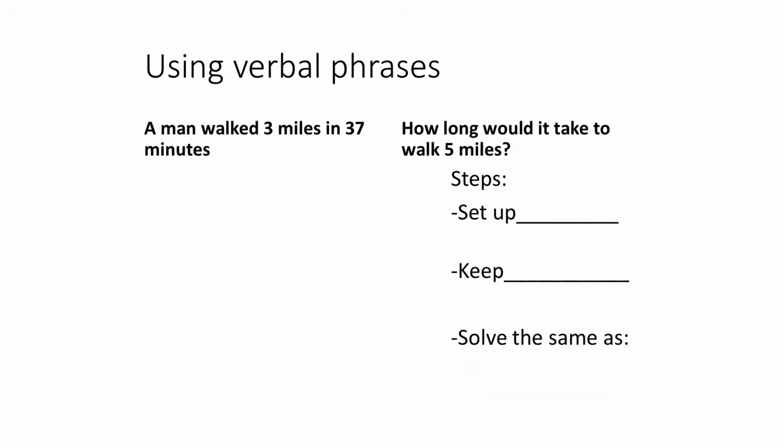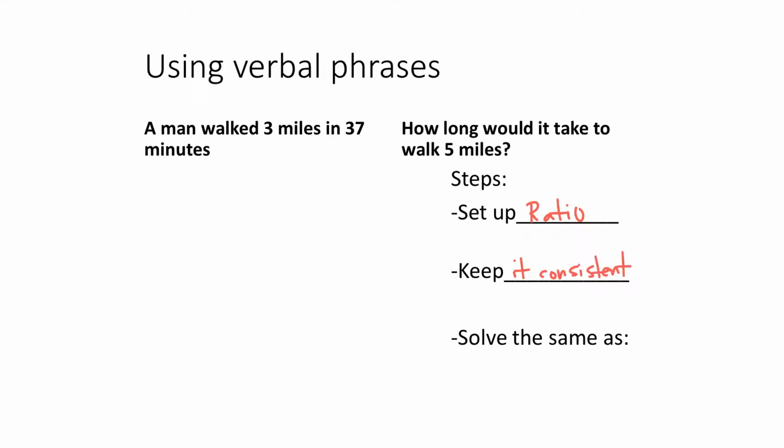Alright, so let's look at another example where we can start to create different ratios. We have two different scenarios here. First of all, we have a man that has walked 3 miles in 37 minutes, and we want to know how long it would take for this same person to walk 5 miles at the current speed that he's setting. So we want to set up our ratios for each individual situation, but we need to make sure that we keep it consistent.